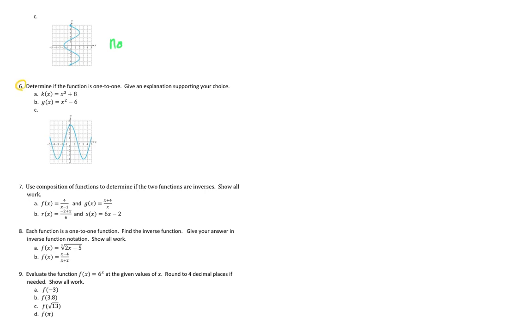Okay, for 6, we're going to determine if the functions are one-to-one and give an explanation. So generally a good approach is to try and graph your function and then do a horizontal line test. So for graph A, we have something like this here. So you see we're going to go up like that and then down here like that. So if we imagine passing a horizontal line through here, it should only touch our graph at one spot, because for every x there's only one y, and for every y there's only one x.